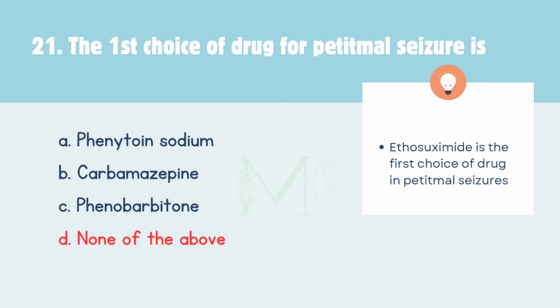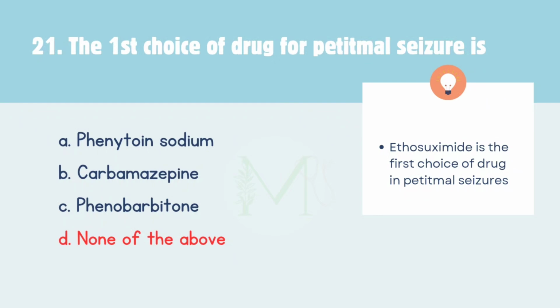Petit mal seizures are also known as absence seizures, characterized by brief episodes of loss of consciousness, often with a blank stare and no convulsions. The drug of choice for absence seizures is ethosuximide. It is the most effective and safest medication for this type of seizure. Alternatively, we can use valproic acid, especially if other types of seizures coexist, for example, generalized tonic-clonic seizures.